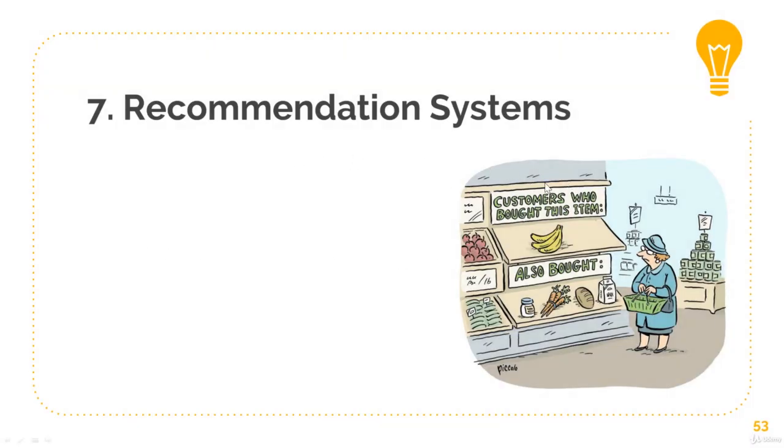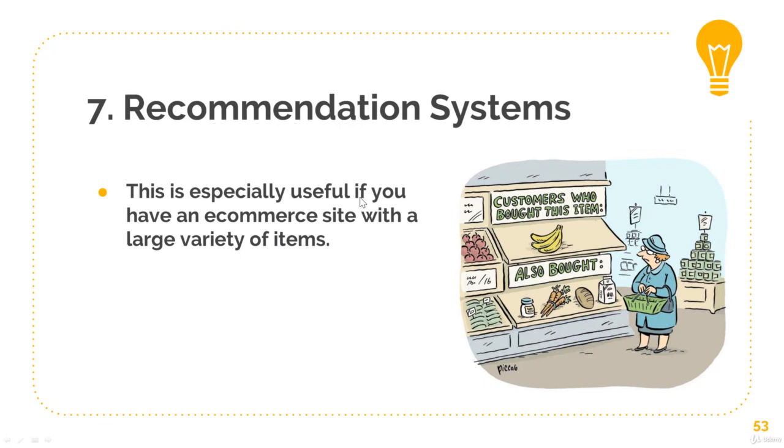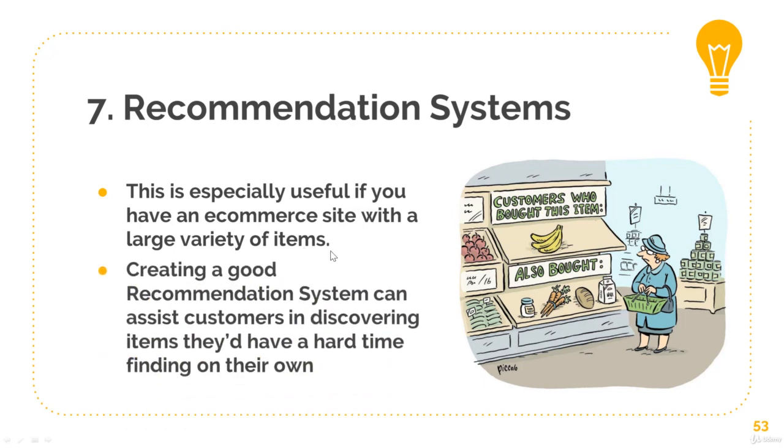And this is a funny one: recommendation systems. I mean, they don't actually work like this in real life. This would be hilarious if they did. But this is a very important thing, especially for e-commerce sites that have a large quantity of items, because you're just spoiled for choice. You go to a site like eBay or Amazon, and you literally have millions of items. How do you even begin to find what you want?